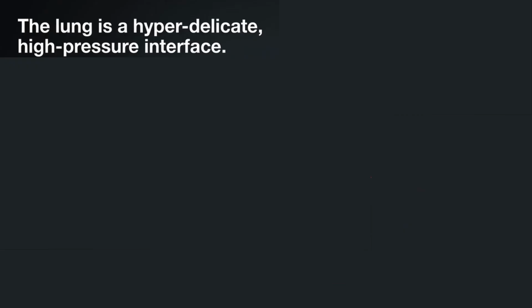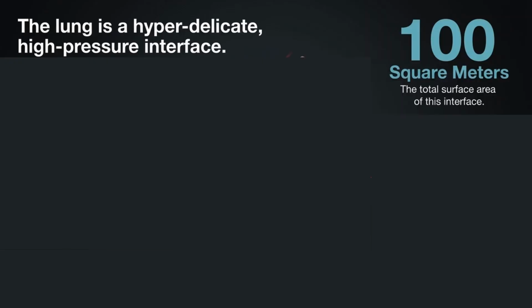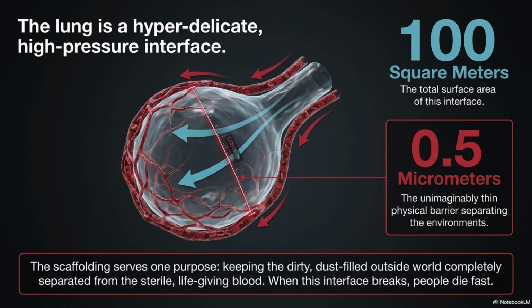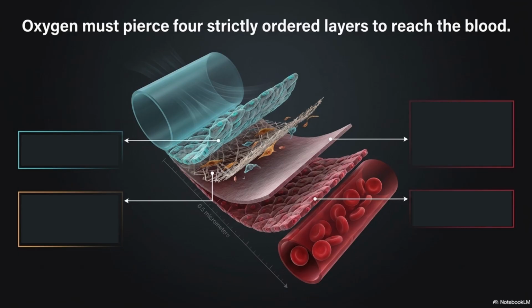We need to understand that the lung is a hyperdelicate, high-pressure interface. Look at these numbers. You have 100 square meters, that is the total surface area of this interface inside you, but the physical barrier separating the environments is unimaginably thin, just 0.5 micrometers. This incredibly delicate scaffolding serves one vital purpose: keeping the dirty, dust-filled outside world completely separated from the sterile, life-giving blood. When this interface breaks, people die fast. Let's look at this boundary closer.